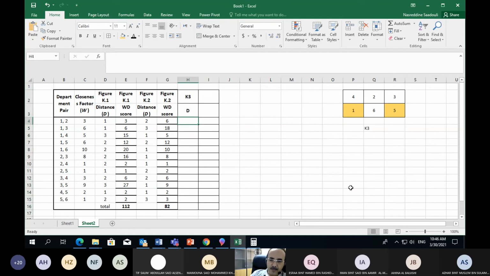Let's see if you're following and if you understand what's going on. So what's the distance between 1 and 2 in my new plan? I have now a new plan, a new block plan, and I need to determine the distances. So what is the distance in the pair 1, 2? What is the distance?